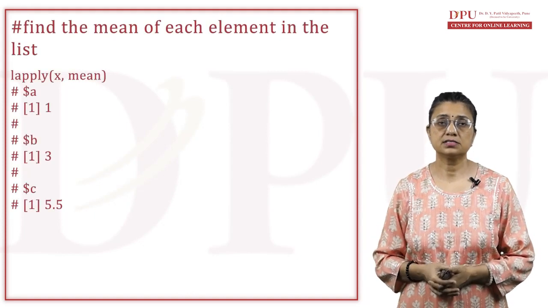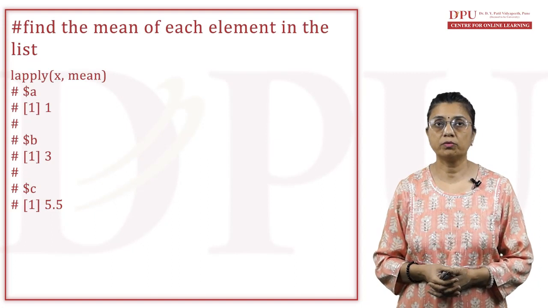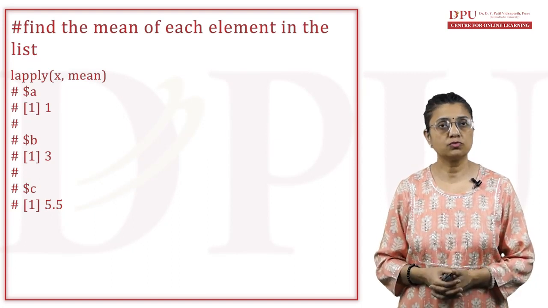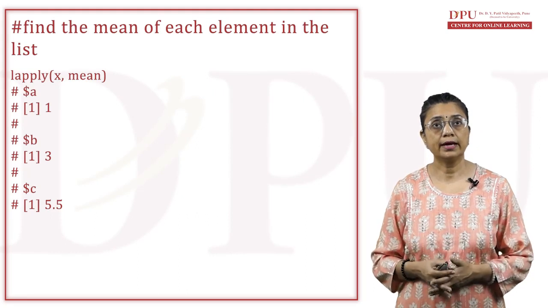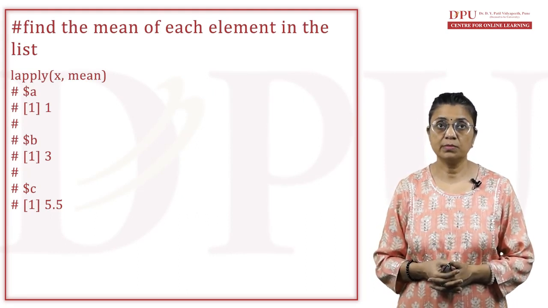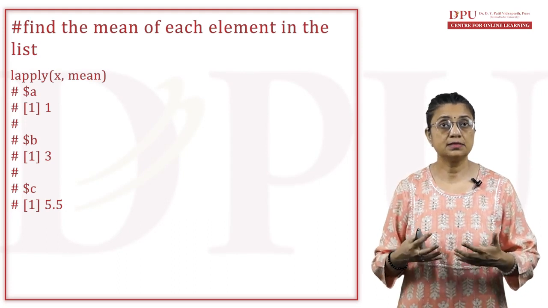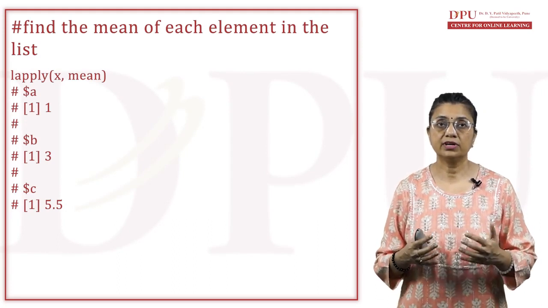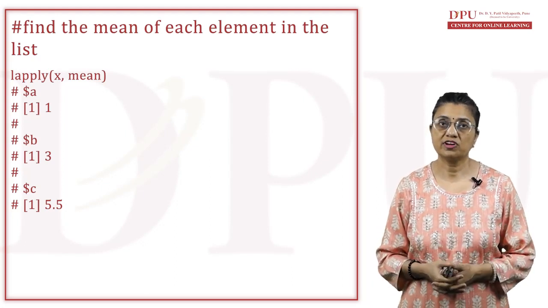Now, next is find the mean of each element in the list. How can we go about it? Definitely, it is with the same structure, same kind of logic. I use lapply within brackets x comma mean. So x is my variable which is storing the data, mean is the operation, and then I have A as 1, B is 3 and C is 5.5.